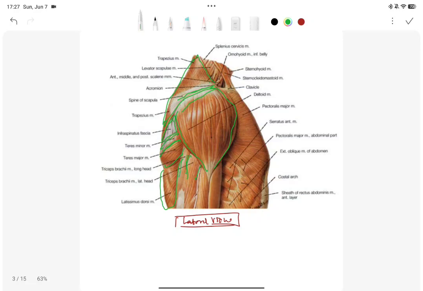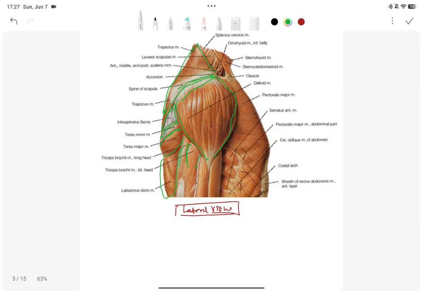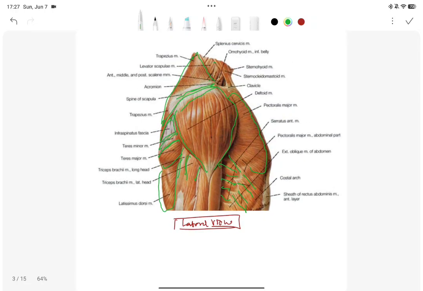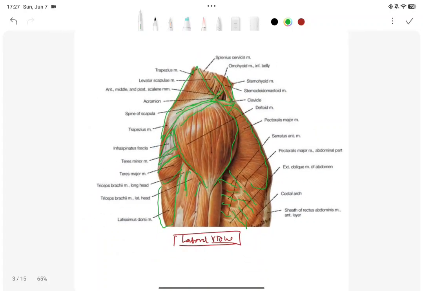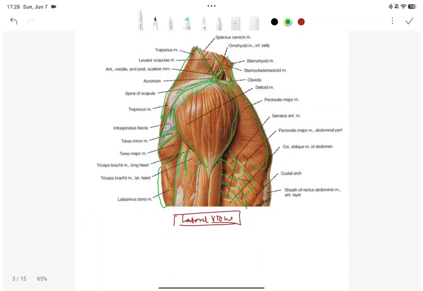There is the long head of the triceps brachii, and there is pectoralis major, which is a large muscle of the chest. There is serratus anterior and there are the external oblique muscles. So this is the sternocleidomastoid, and this is the omohyoid muscle. There is the clavicle also, and the levator scapulae also.